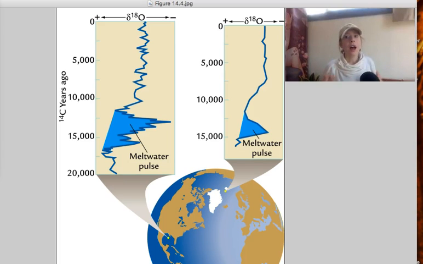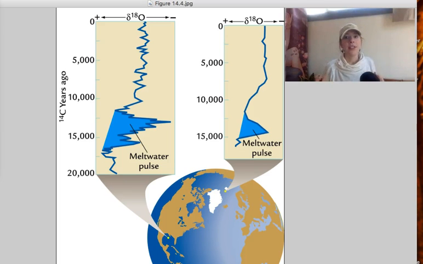And oxygen 18 is a heavier stable isotope of our more common oxygen 16. And remember, elements are always defined by the number of protons they have. So 16 is the most abundant. Oxygen 18 is an isotope of oxygen.